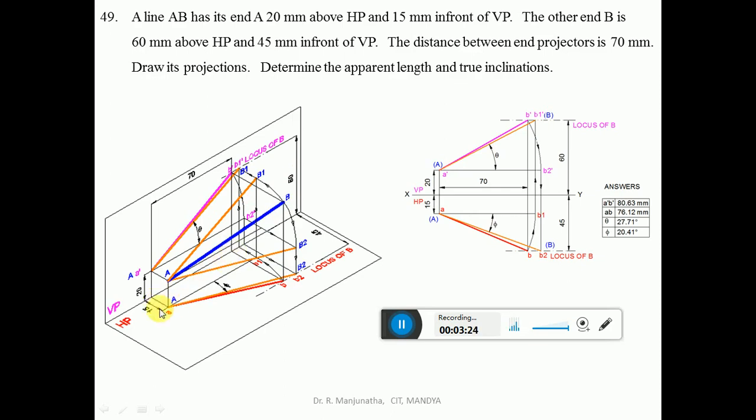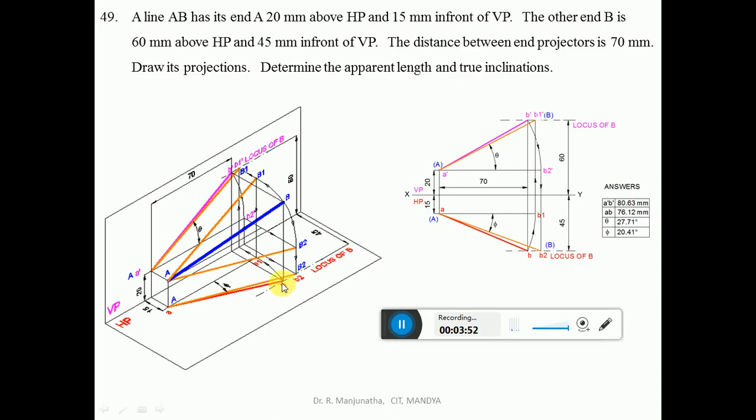So from this vertical line, you measure a distance of 70 mm, mark this point, and draw a vertical projector such that it cuts the locus of B in the top view. So this is going to be small b. Then join a to b with a dark line, because this is the actual line which we can see both in the front view and also in the top view. So now we need to find out the true length.